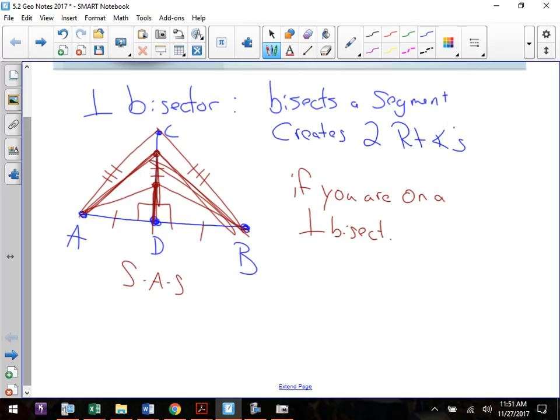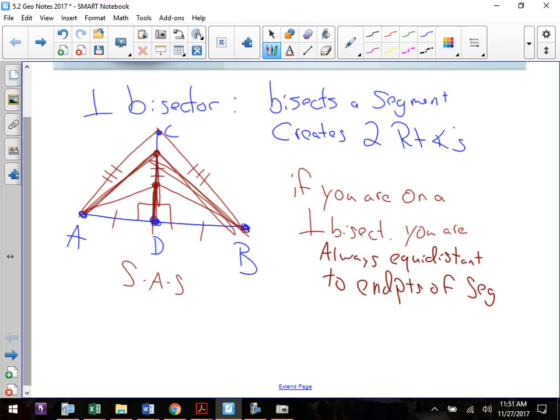So if you're on a perpendicular bisector, you are always equidistant to the endpoints of the segment. Okay. And I apologize that it's kind of wordy. Yes, ma'am. Equidistant just means equal distance. Equal distance.